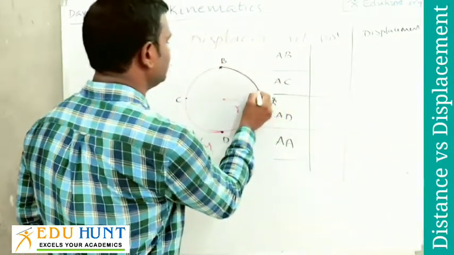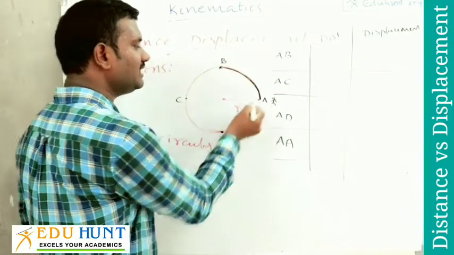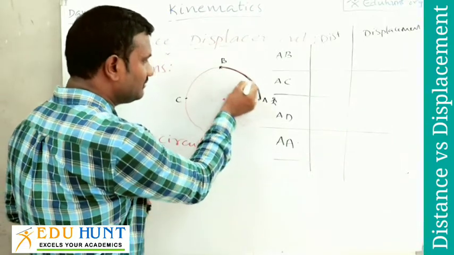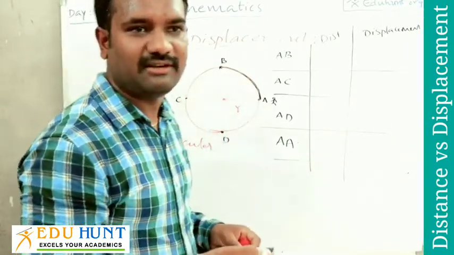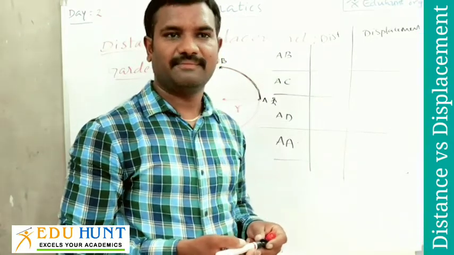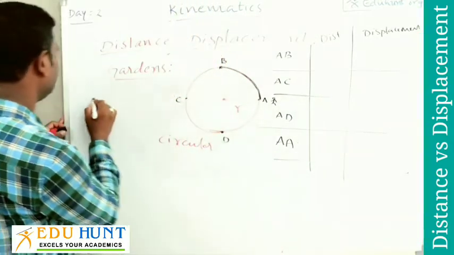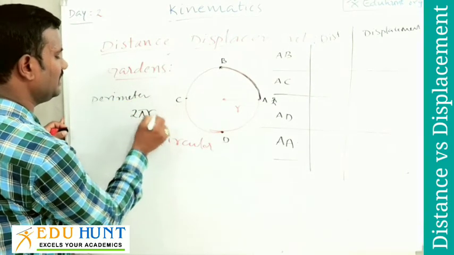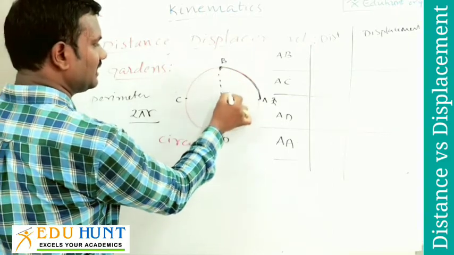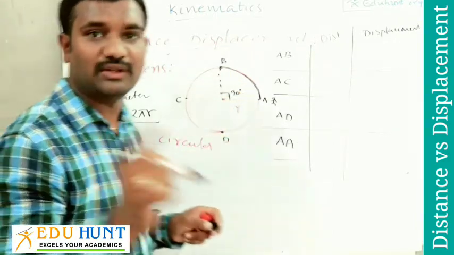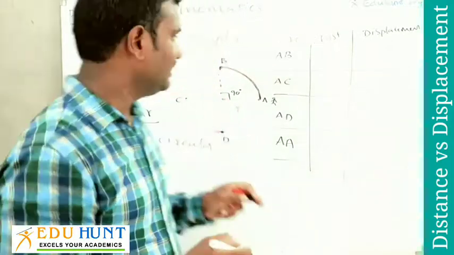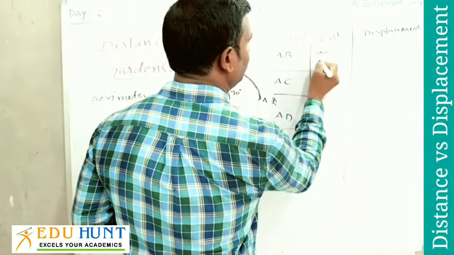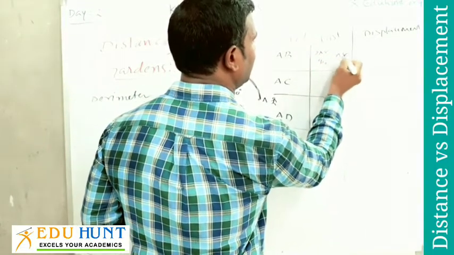Now AB means this. What is the path length? This curved path is the path length. I hope everybody is aware of the circumference or perimeter of a circle. What is the perimeter of a circle? Perimeter of a circle is 2 pi r. Obviously, this is 1/4 part of the circle. That's why this path length will be 2 pi r by 4, which means pi r by 2.